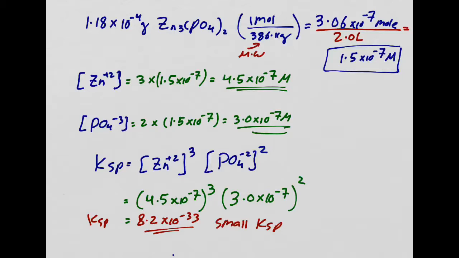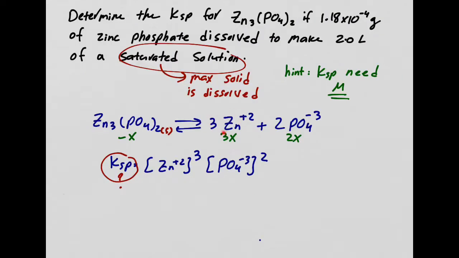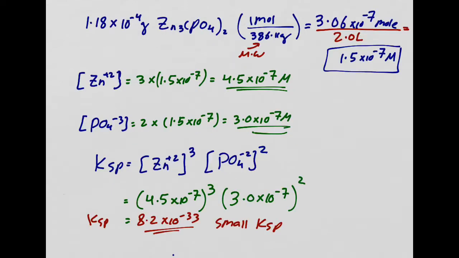Now, little side note again. This is what we got. This means this is the max it can dissolve. So this is the max zinc phosphate that was dissolved, and then it was ionized into 3 zinc and 2 phosphate. So we had to do stoichiometry to figure out the concentration, and then plug it into the Ksp equation to figure out what the Ksp is. And Ksp is a small number. That means not much dissolved. So always write the equilibrium, write the Ksp expression, put the x's, and then try to plug it in.